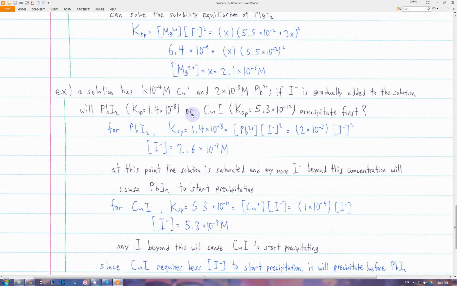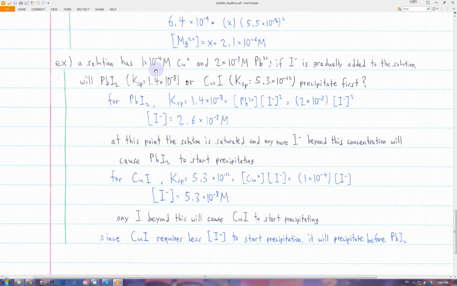So in the next problem, we have a solution containing two different metal ions, and we're going to gradually add some iodine ions into the solution with copper and lead, and we want to find out which solid will precipitate out first, because copper iodide and lead iodide are both insoluble, so they can both precipitate out of this solution, but we want to know which one will go first. So to do that, we use the equilibrium expressions.